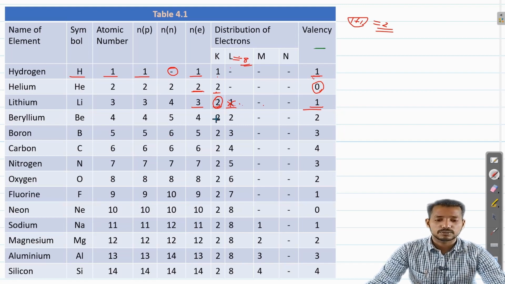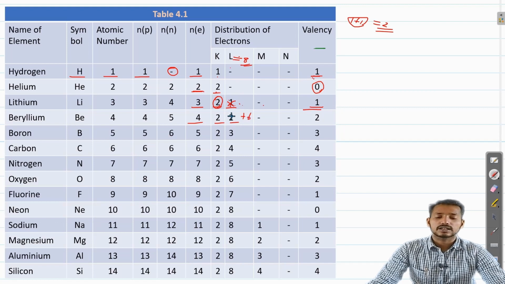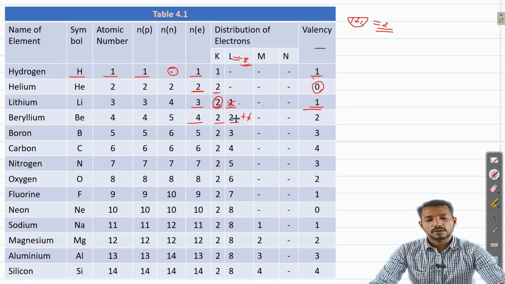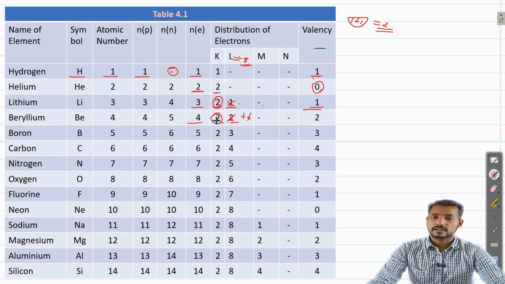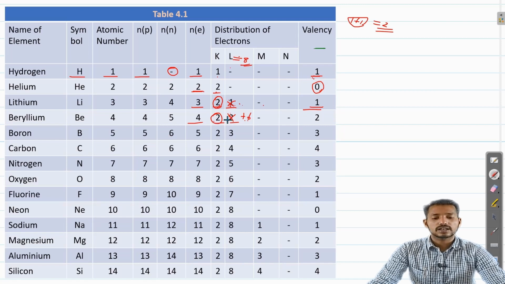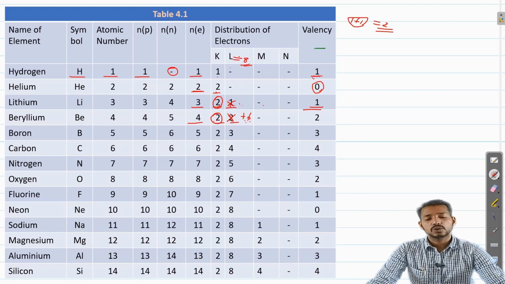Now, similarly, in the case of beryllium, there are 4 electrons, filled as 2, 2. See here, to make the L shell 8, a total of 6 electrons are required. Then only it becomes 8. But if these 2 electrons are removed, the shell below is already stabilized, completely filled. So losing these 2 electrons to get the outermost shell completely filled is easier than adding 6 electrons to fill the second shell. Okay, losing 2 electrons is easier than adding 6 electrons. So its valency is 2.